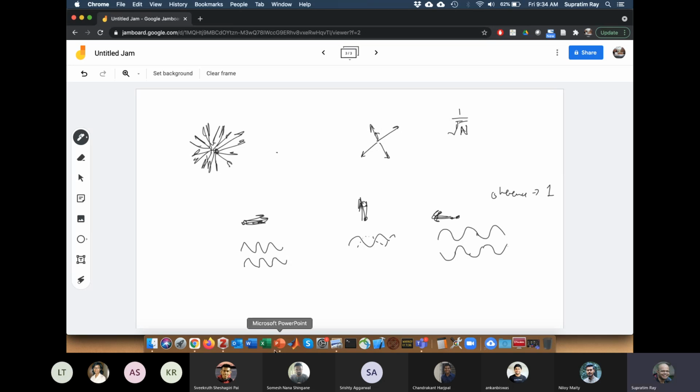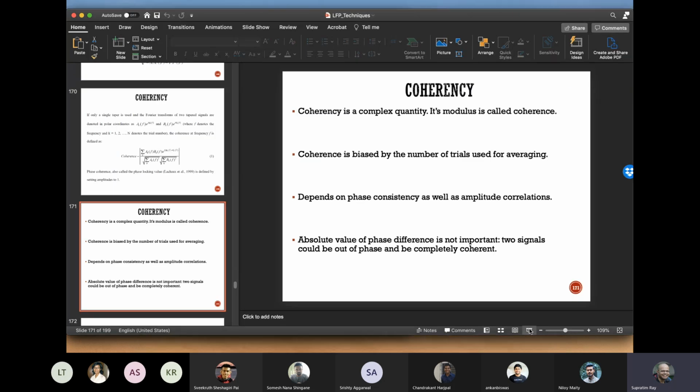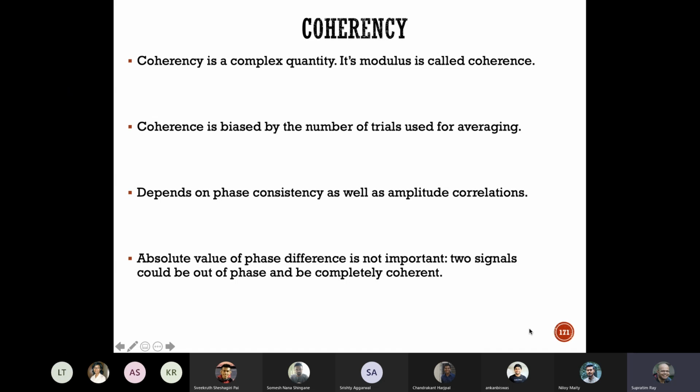Okay, any questions? That's all I'm going to talk about coherence, and then I'm going to show you our results in our LFP data. If there are any questions, please ask.